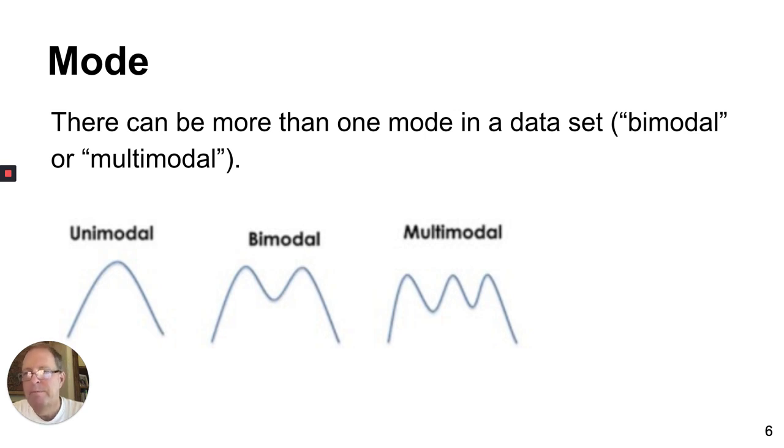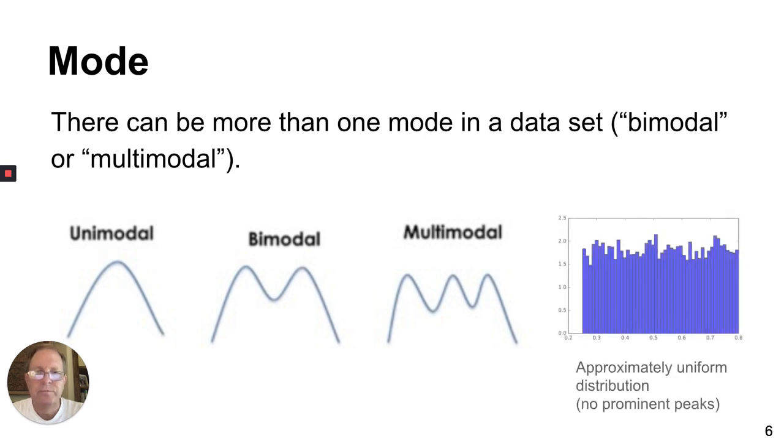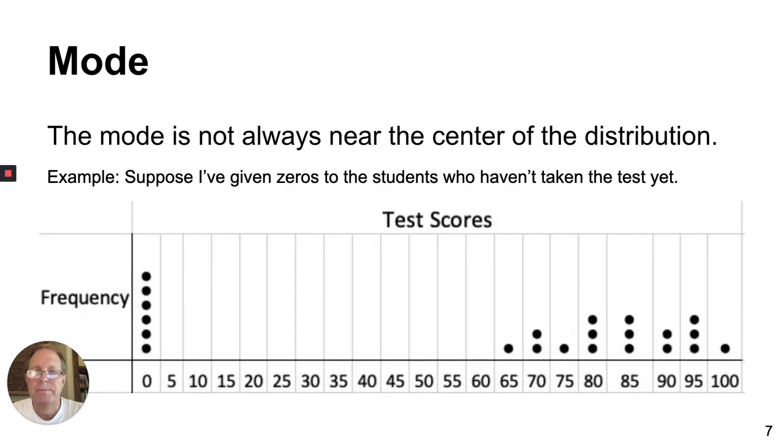So I want you to ignore the small little random variations in the distribution. Only count the big differences, the big modes. And here I have an approximately uniform distribution. It has no prominent peaks and no modes.